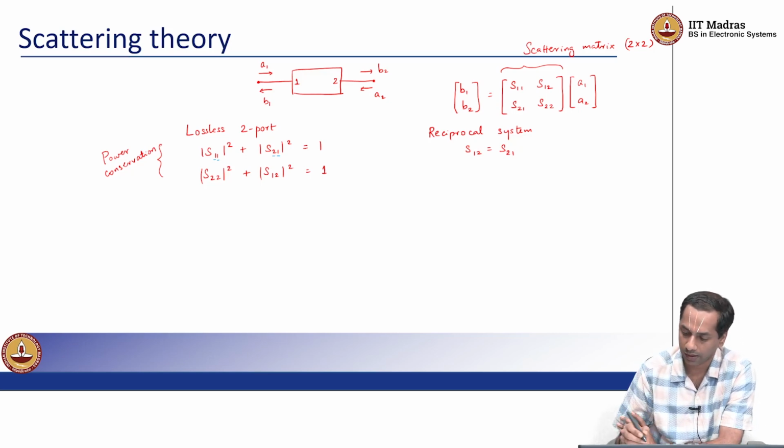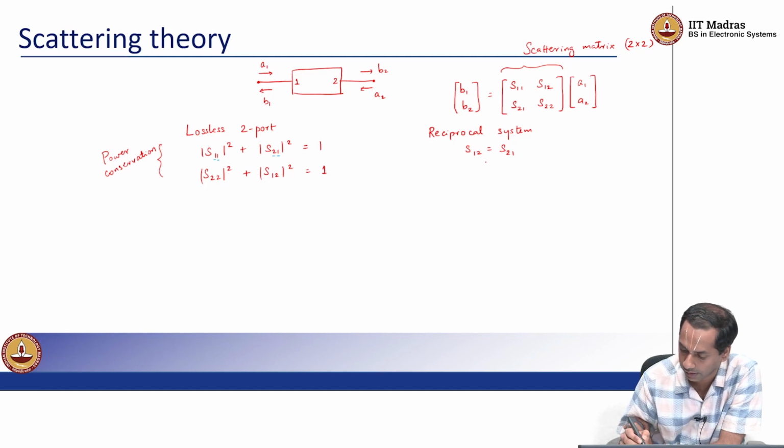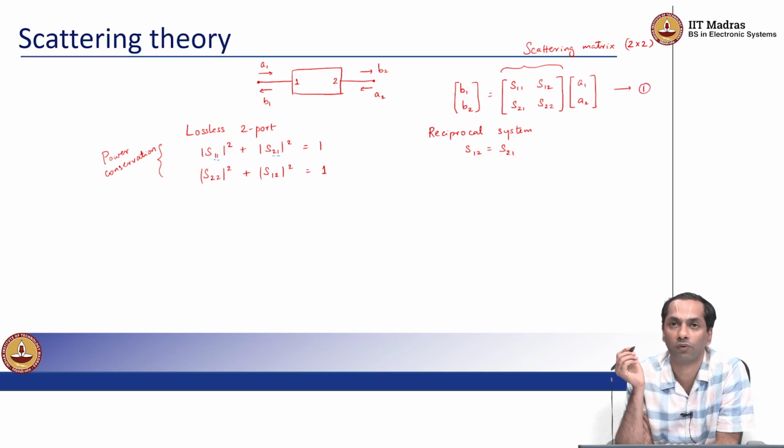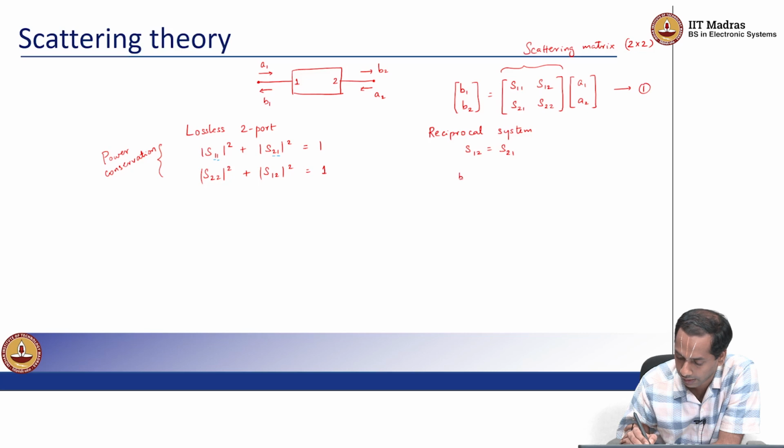Okay, so let us try to expand these. These are actually just linear equations. Equation 1, although written in a matrix form, one can simply write as B1 is equal to S11 A1 plus S12 A2. Similarly, B2 is S21 A1 plus S22 A2.